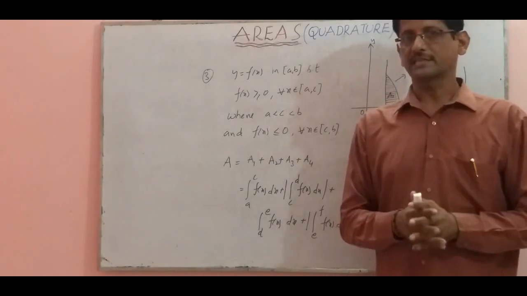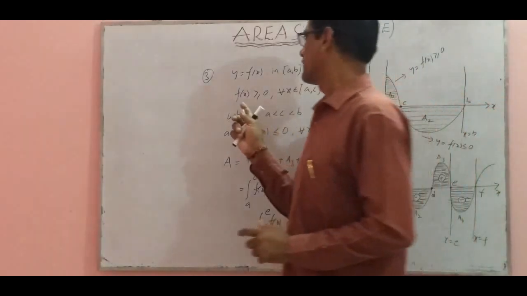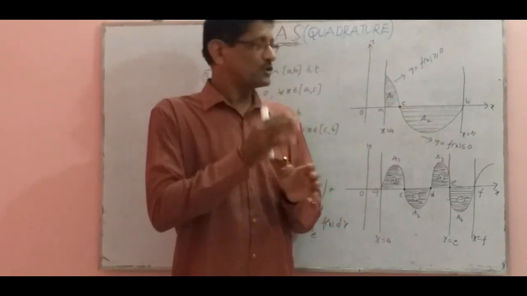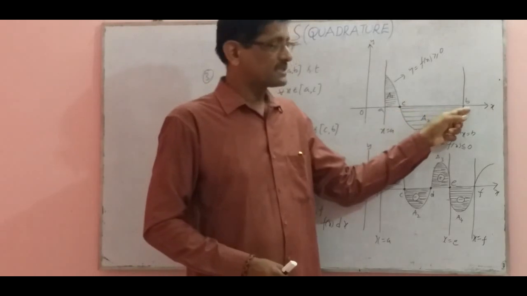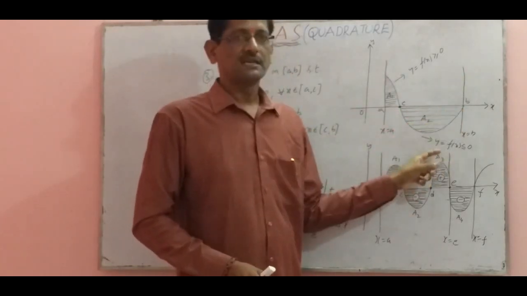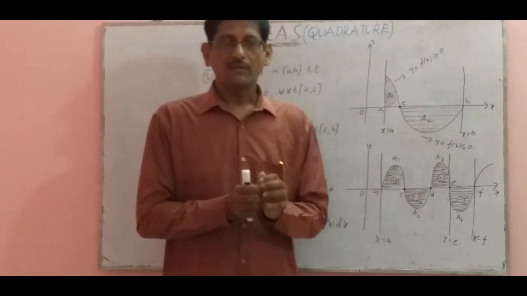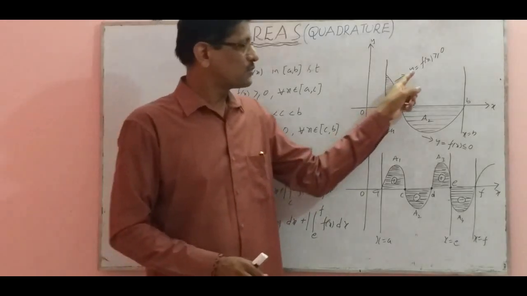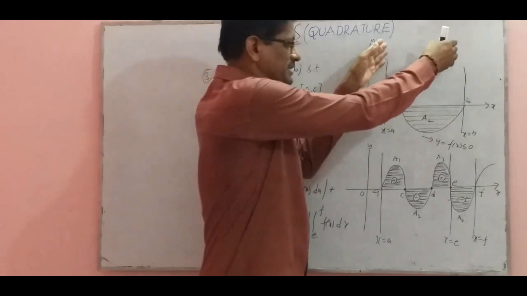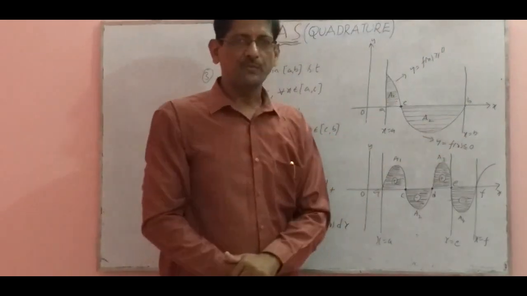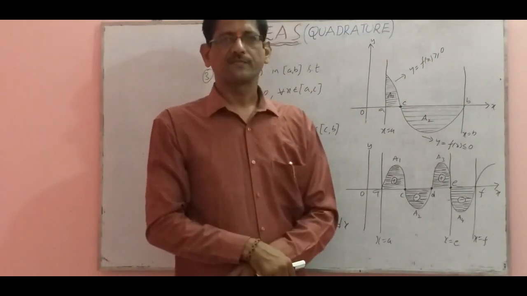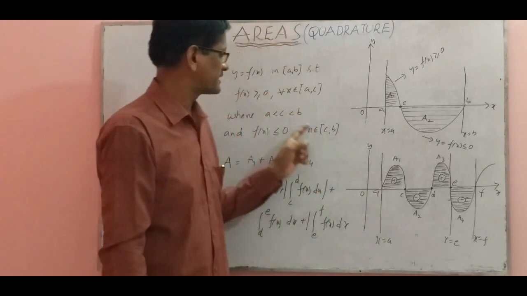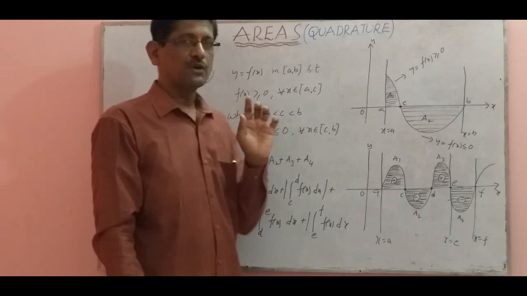With respect to x axis, the area y is equal to f of x enclosed with the curve, x axis and the lines. That means the area of the region enclosed by the curves y is equal to f of x, ordinates x is equal to a and x is equal to b, and x axis, enclosed with x axis. That means with respect to x axis.